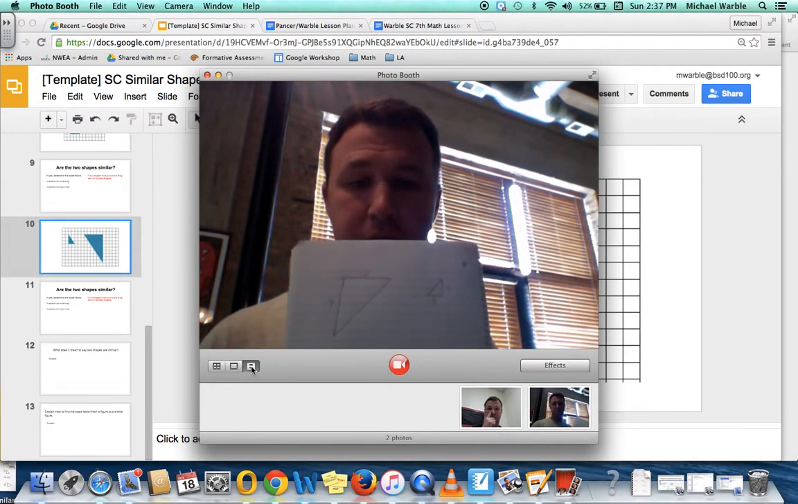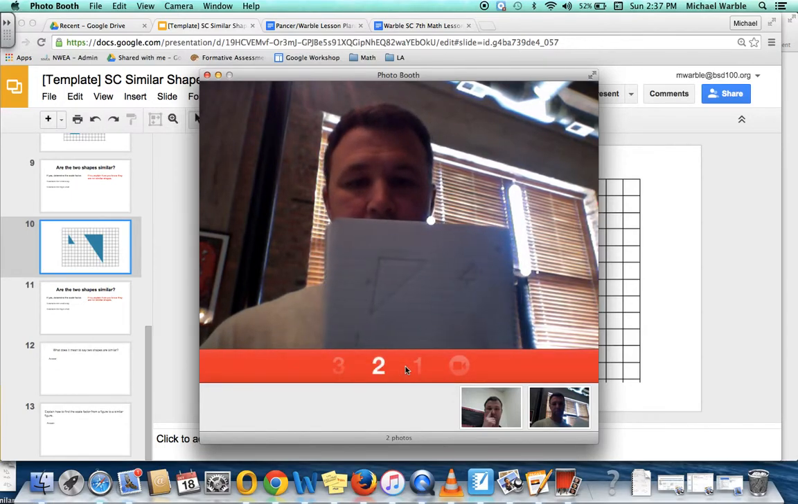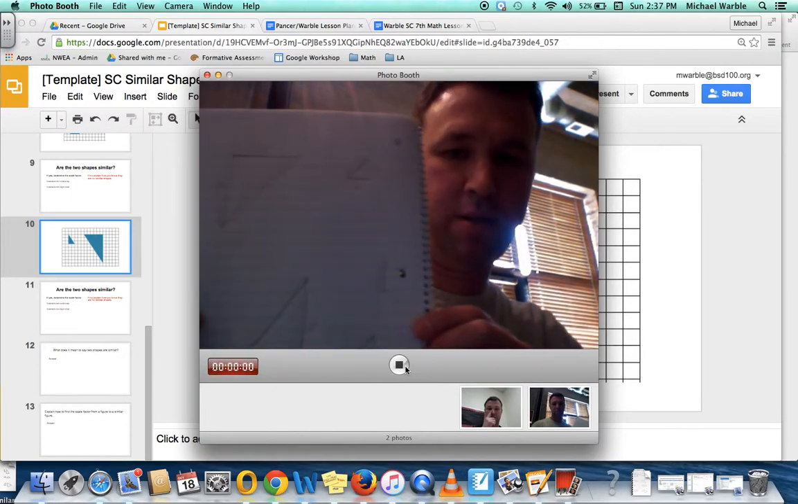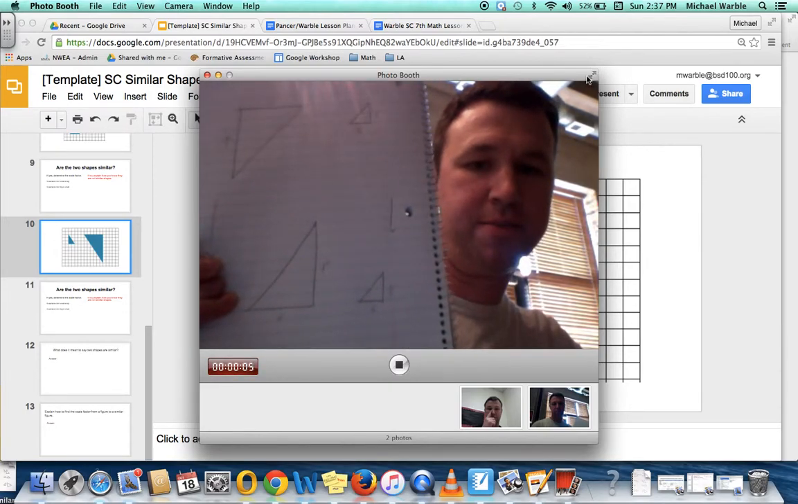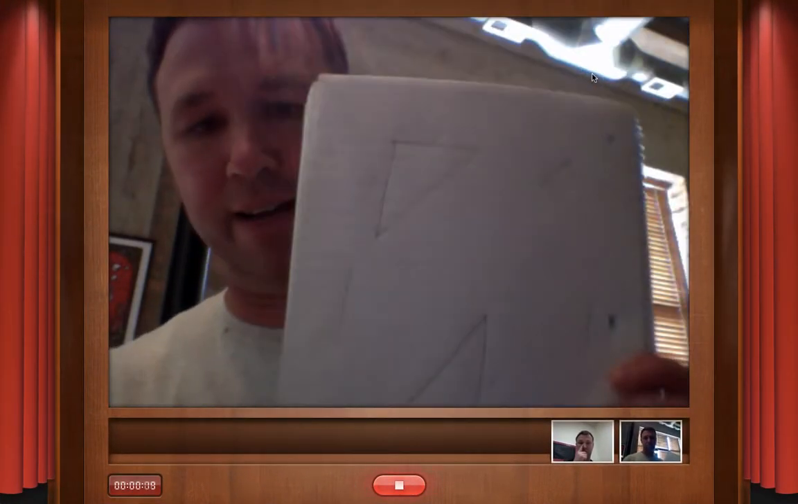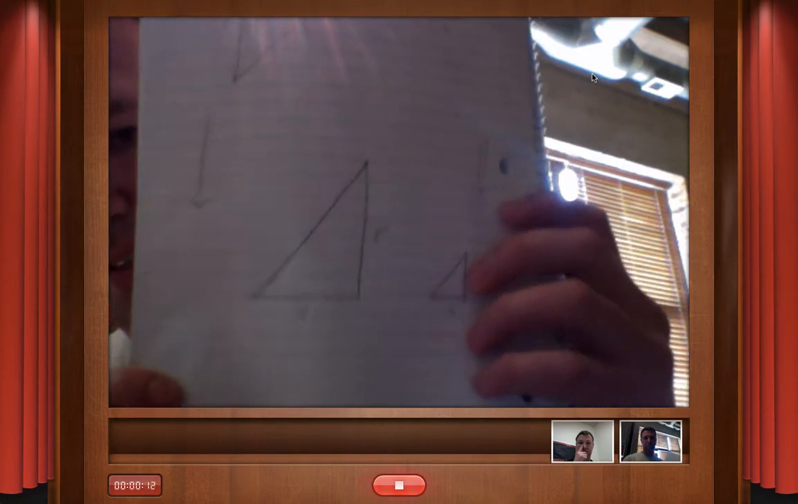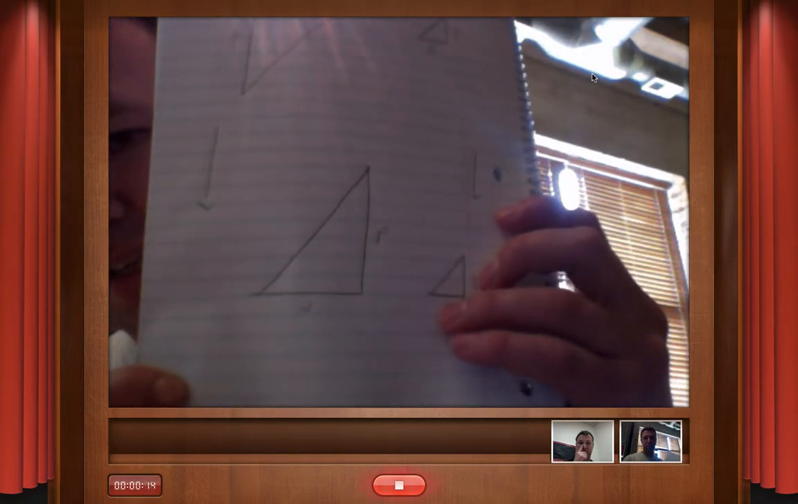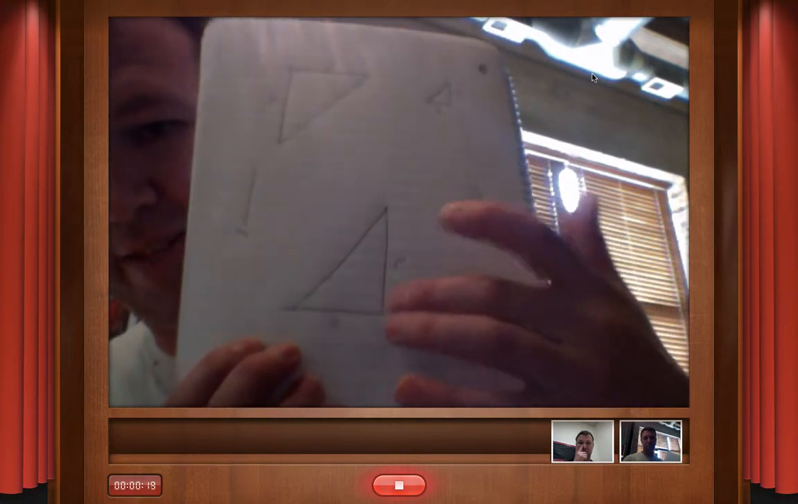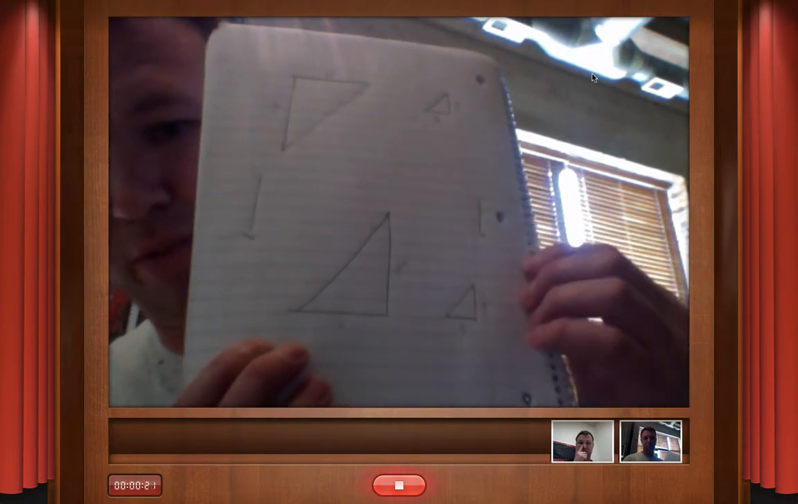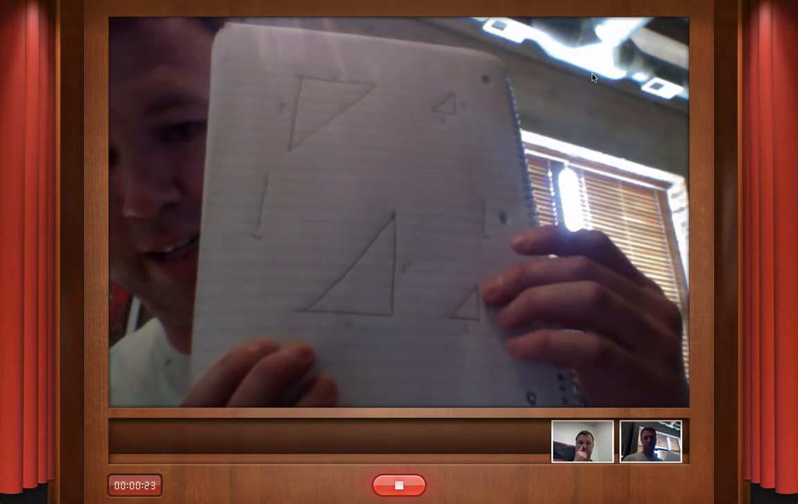Whoops, that was supposed to be in video. So I went ahead and flipped this in my notebook, so now you could see that I labeled the sides, and I have 2 across on the base for the small one and 6 across on the base for the big one. I have 9 up and down for the height on the big one, and then 3 up and down for the height on the small one.